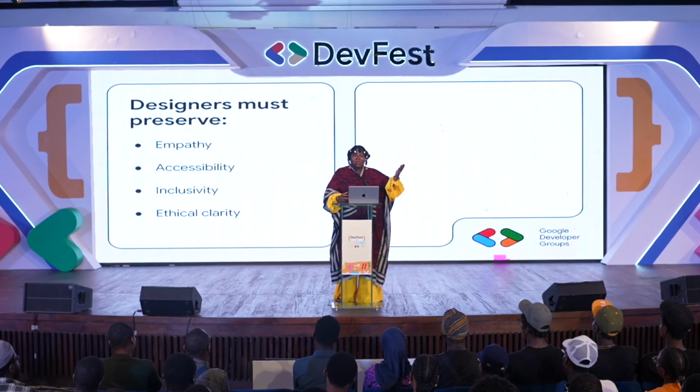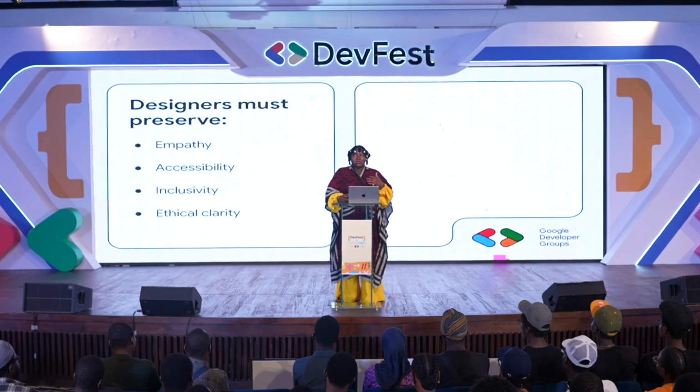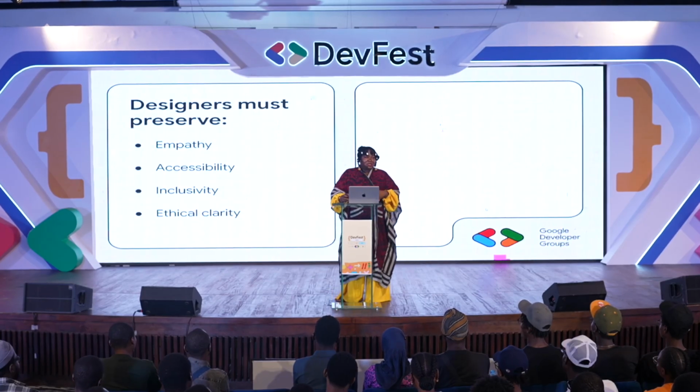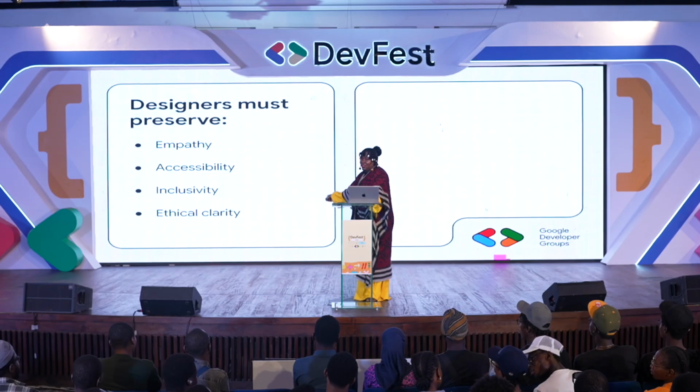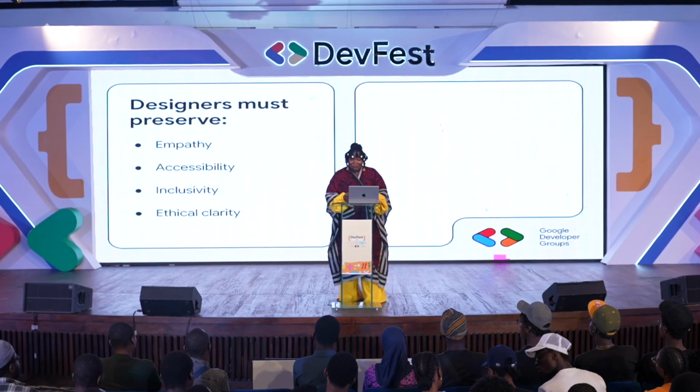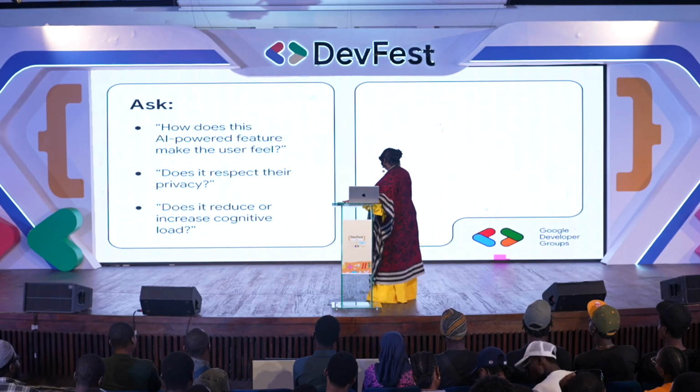Then inclusivity. Inclusivity in this case has more to do with including another different community. Let's say including the other gender, including another ethnicity, including another race, and so on and so forth. Then ethical clarity. That one is self-explanatory. Let's move on with our lives.